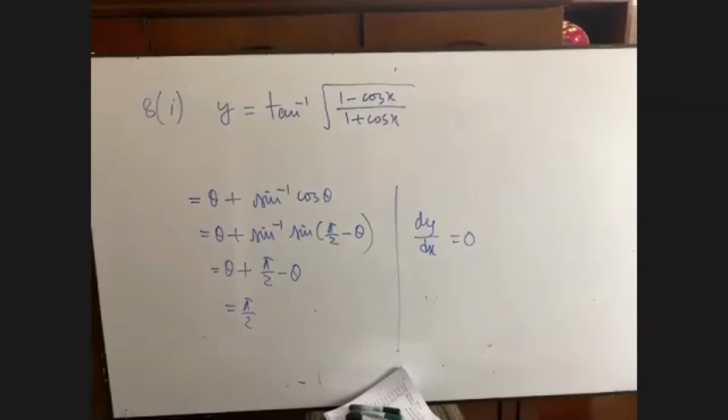Sir, half is coming as the answer. 2 sin square theta by 2, 2 cos square theta by 2, tan x by 2. Are you sure? First, yes, you are right.